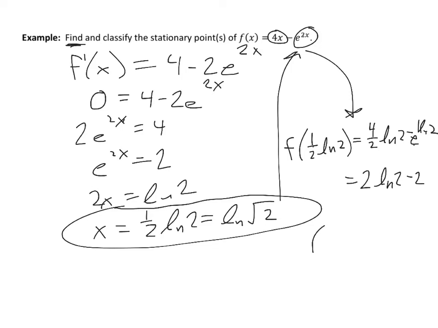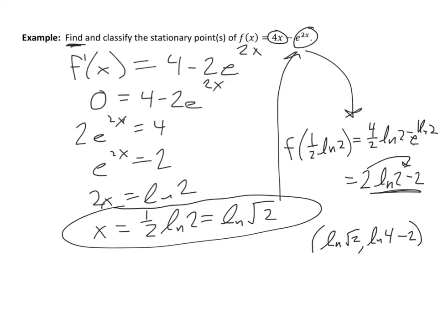So, yay, that's my y coordinate. It looks like this point is the natural log of the square root of 2, comma, and then this y coordinate. I want to put this up as a power; I think it's going to look nicer as natural log 4 minus 2. So that's the point, my stationary point. Now I just want to know if this is a max or a min or neither.